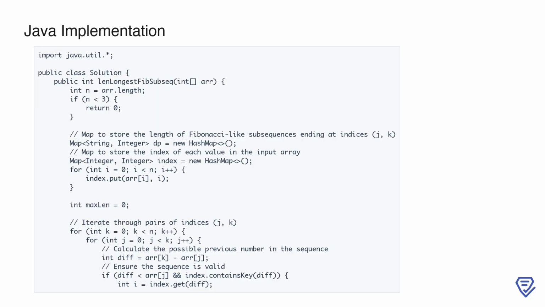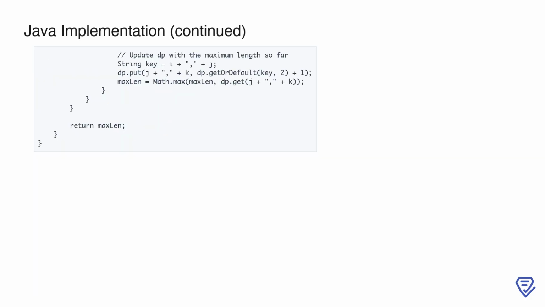To ensure the sequence is valid, we check if this difference is smaller than the current number at j and whether it exists in the index map. If both conditions are met, we retrieve the index of this difference, which we refer to as i. At this point, we update our dp map. We construct a key using the indices i and j, which represents the subsequence ending at these 2 indices.